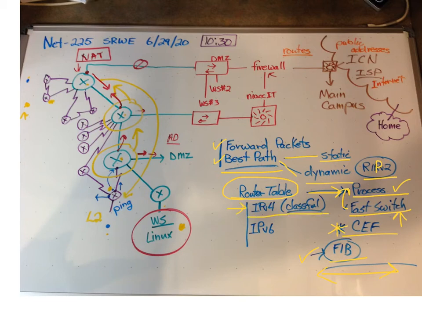So routing tables that were designed for IP version 4, which initially was classful addressing, rather than change those to meet classless interdomain routing that we're currently doing. Eventually everything's going to be IPv6. And that's it.